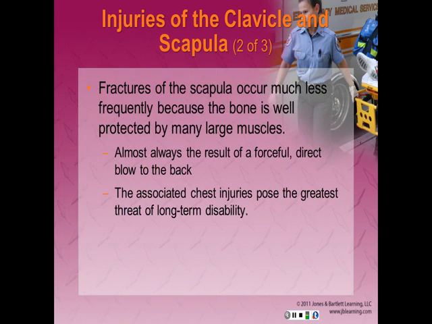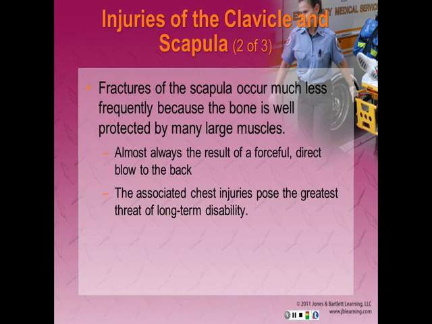Fractures of the scapula or shoulder blade occur much less frequently because the bone is well protected by many large muscles. Fractures of the scapula are almost always the result of a forceful direct blow to the back directly over the scapula. Provide supplemental oxygen and prompt transport for patients who are having difficulty breathing.